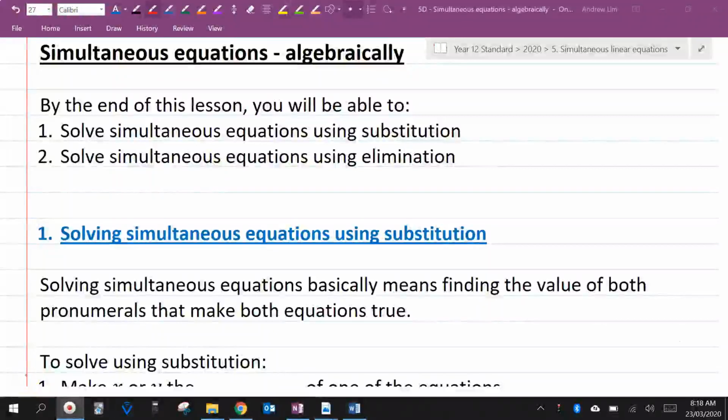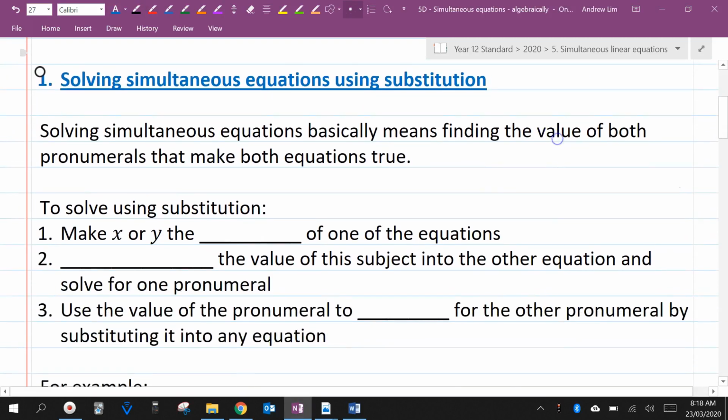It's your teacher Mr. Lim here, and in this video we're going to be looking at how to solve simultaneous equations algebraically. So this will involve two different methods. The first method is substitution, and the second one is by using elimination. So what does it mean to solve simultaneous equations? Solving simultaneous equations basically means finding the value of both polynomials that make both equations true.